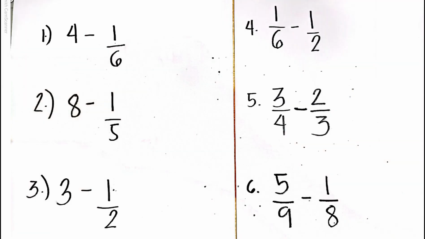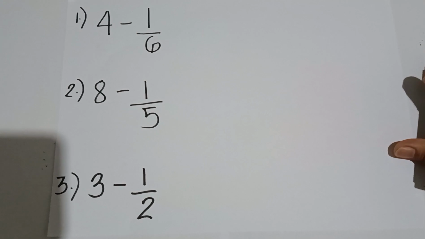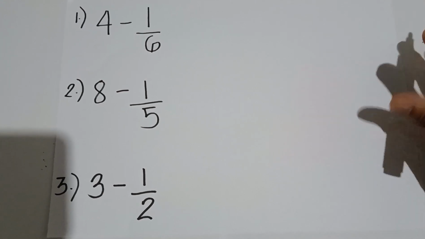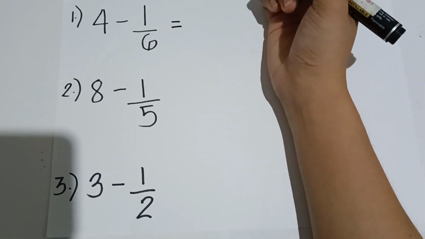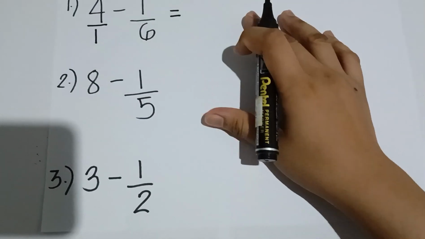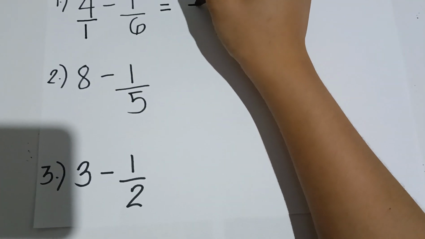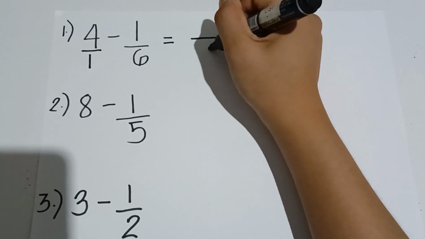Here are the examples of subtracting dissimilar fractions. I prepared 6 examples for you to learn how to subtract dissimilar fractions. Let's start with example number 1. We have 4 minus 1/6. We need to give the denominator for 4, which is 1. And then we are now prepared to get the LCD, which is 6.